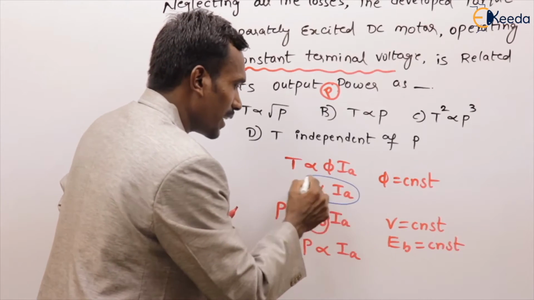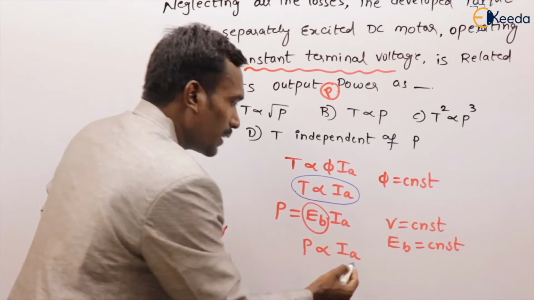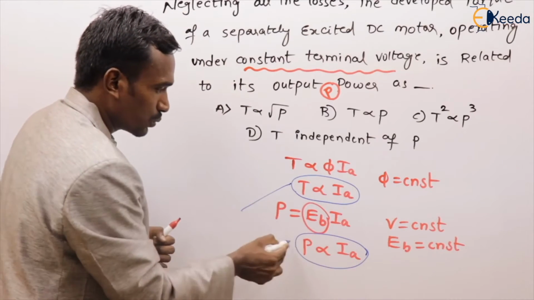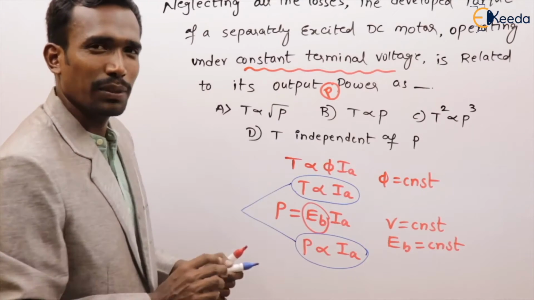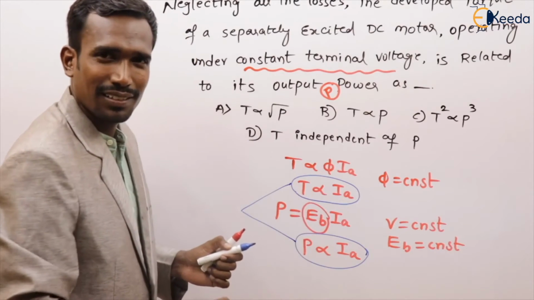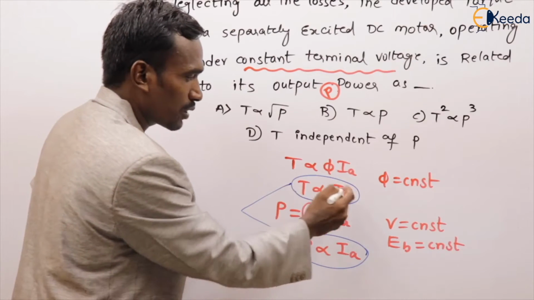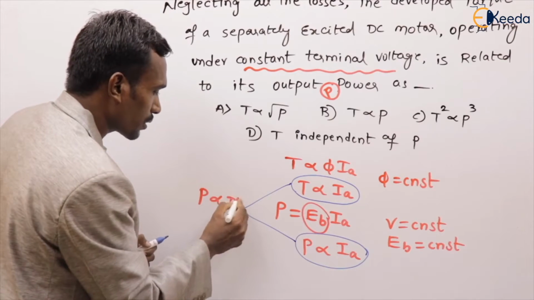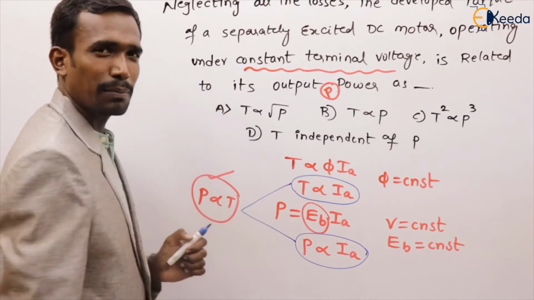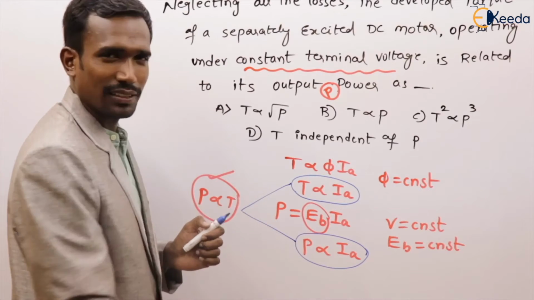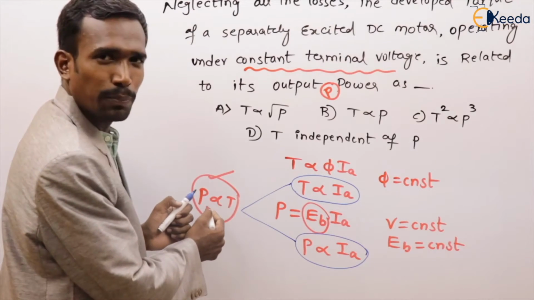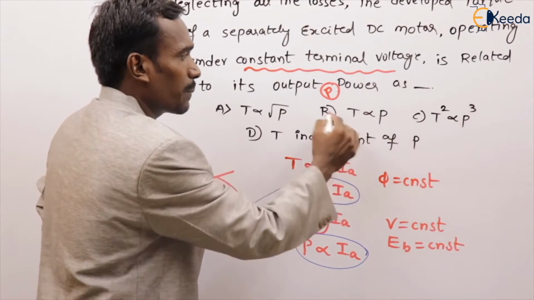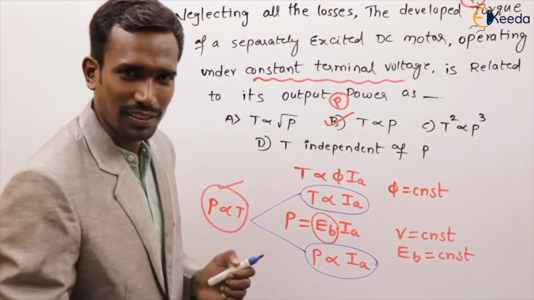Here torque is directly proportional to Ia and power is directly proportional to Ia. Then tell me, from these two, what is the relation between torque and power? Since both are directly proportional to Ia, power is directly proportional to torque. This is the 100% correct answer. Or torque is directly proportional to power. So which of the following is the correct answer? Torque is directly proportional to power is the 100% correct answer.